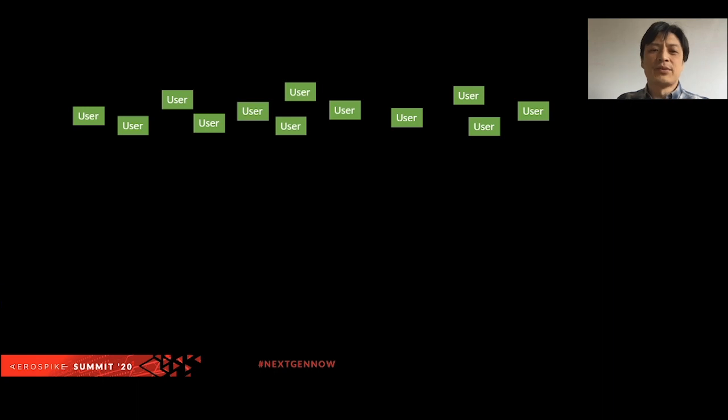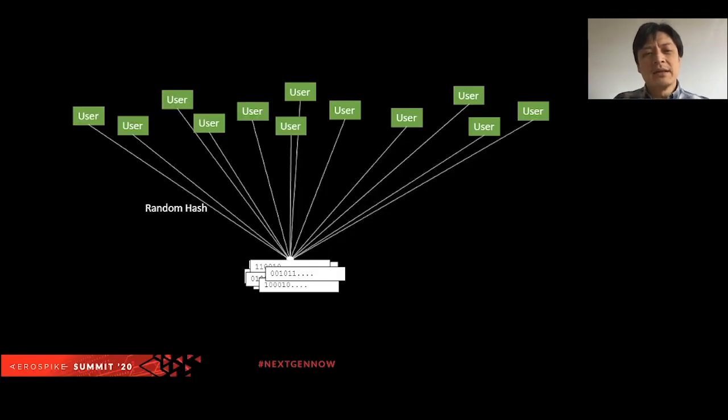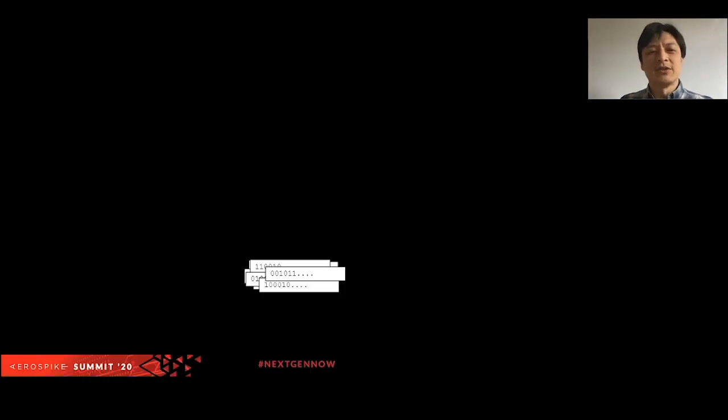Let's go back to our example of counting unique users. We have a large data set of user IDs, and we're interested in finding out how many unique ones there are. I'm going to describe one way we can do this. Let's take a random hash algorithm and apply that to each of these user IDs. We're going to get a collection of random hash values.